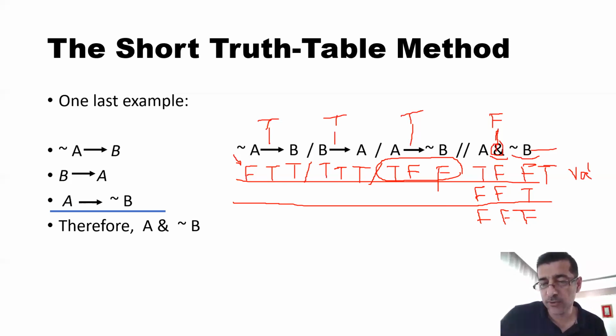But I'm hopeful that it can be invalid maybe with the other lines. Remember that if any of the lines or the rows can prove that we have true premises, all premises are true, but the conclusion is false, then that would mean invalidity for our argument. So let's go to this one.